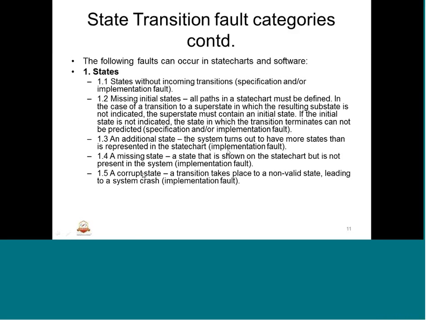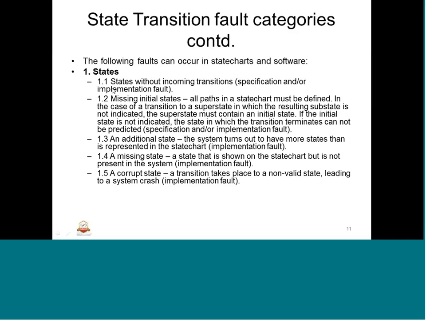The fourth one is a missing state. That means one state is missing. If it is supposed to have 4 states, but instead 3 states are represented with the help of the code, then that is a fault. The state that is shown on the state chart is not present in the system. The other one is that states are there, but one particular state is corrupted. A transition takes place to a non-valid state, or the state itself does not exist, but the code is going to go somewhere, and it may crash or show unpredictable behavior, very difficult to test sometimes. So it's an implementation issue basically.